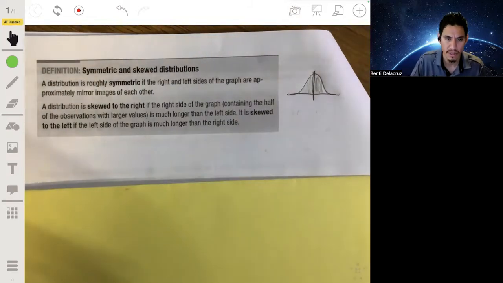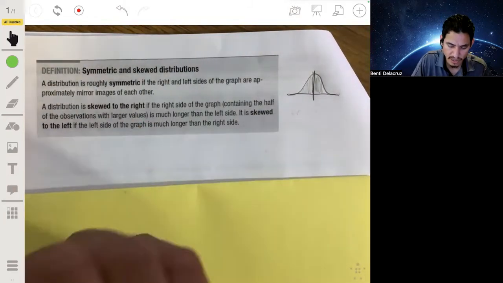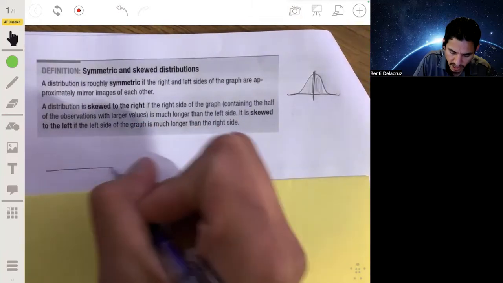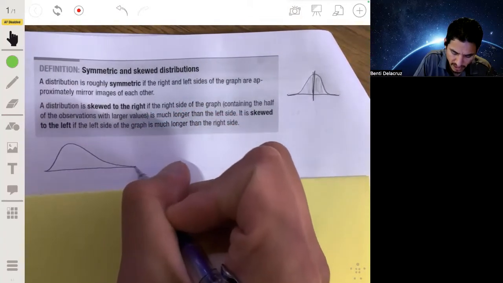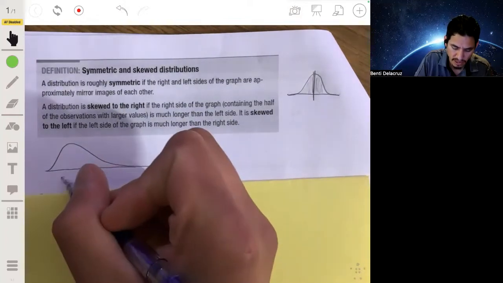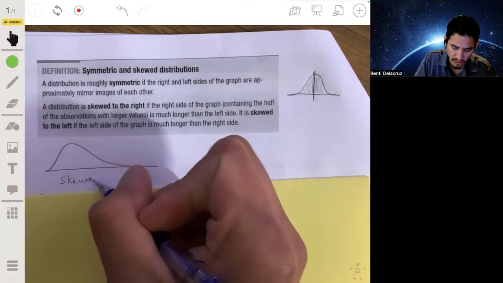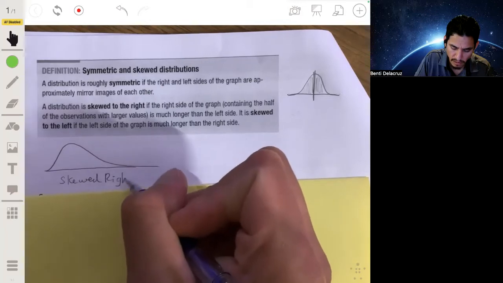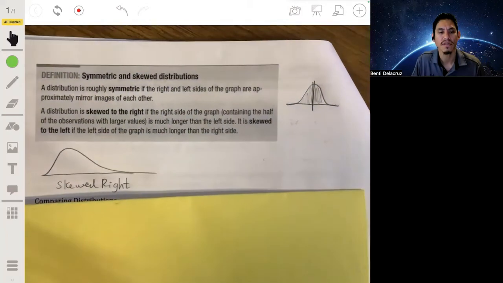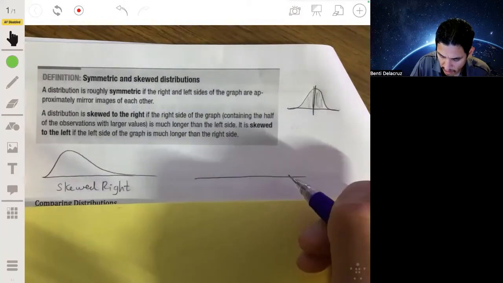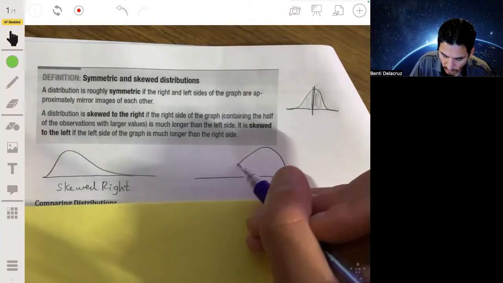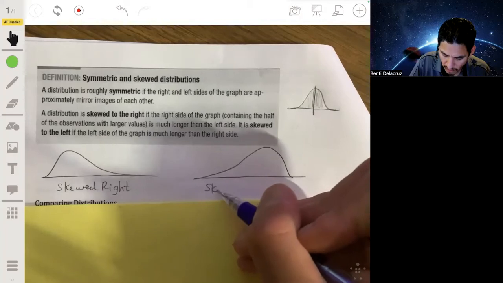Now, if we're saying skewed to the right, we're saying that the tail of the graph tends to veer off to the right. This would be skewed right. If you're talking about skewed left, then it's the other way around. The tail veers off to the left.